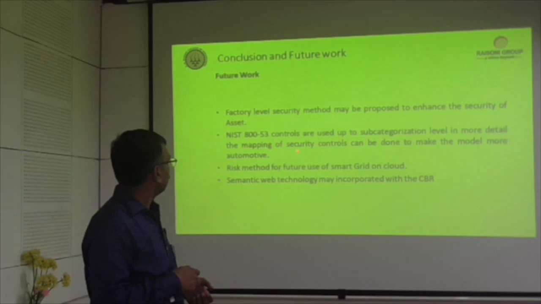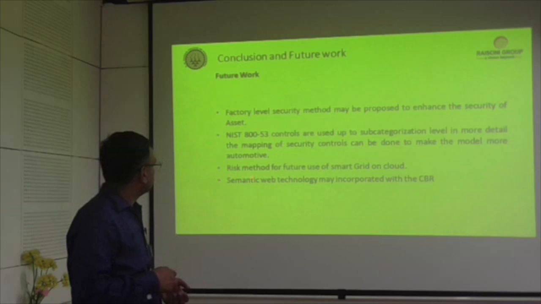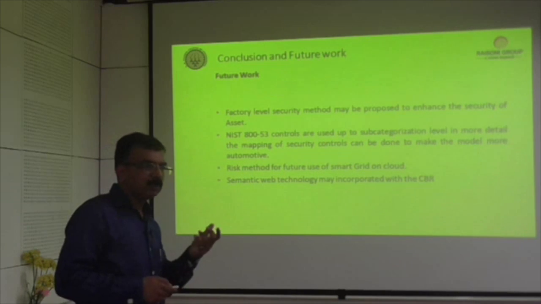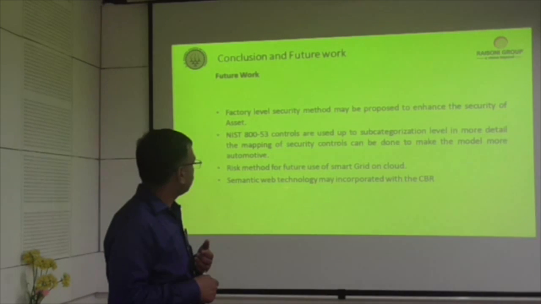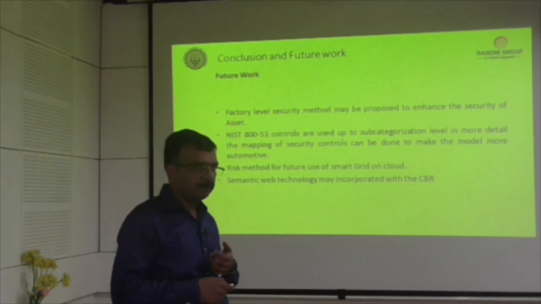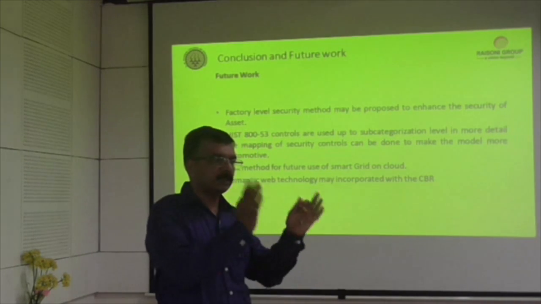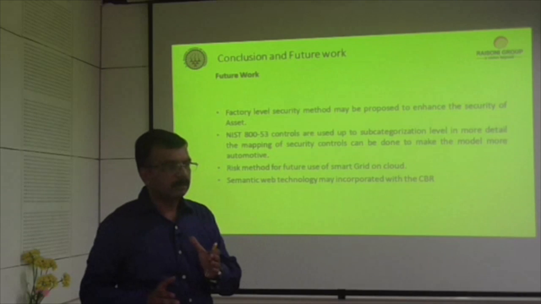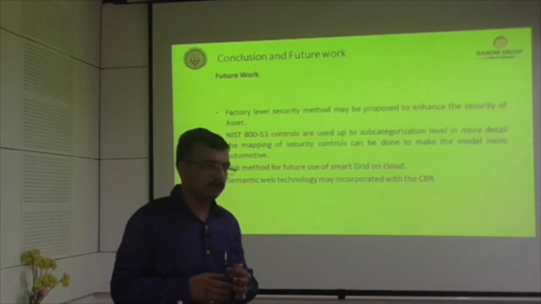For that, detailed mapping of security controls can be done to make the model more automatic. And a risk method for future use of smart grid on the cloud, because the future is coming on the cloud, should be considered. And one is that semantic web technology may be incorporated with the CBR. Here we used ontology only up to the structure level. We have not used the semantic. If you use the semantic and then use this with the CBR, it will become more automated.